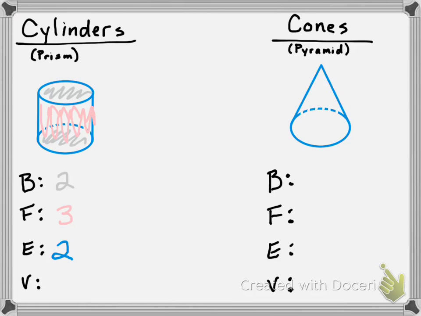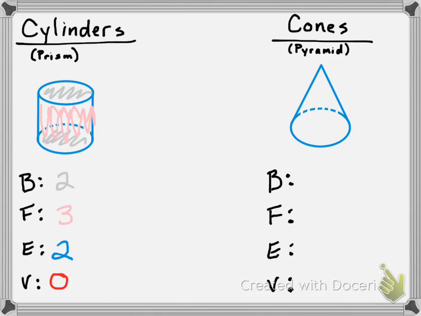And then vertices. First, there's nowhere that edges meet. That's why we get no corners. And if there's no corners, that's why we have 0 vertices. The cylinder does not have a vertex because it does not have any point where edges meet, and it has no corners.